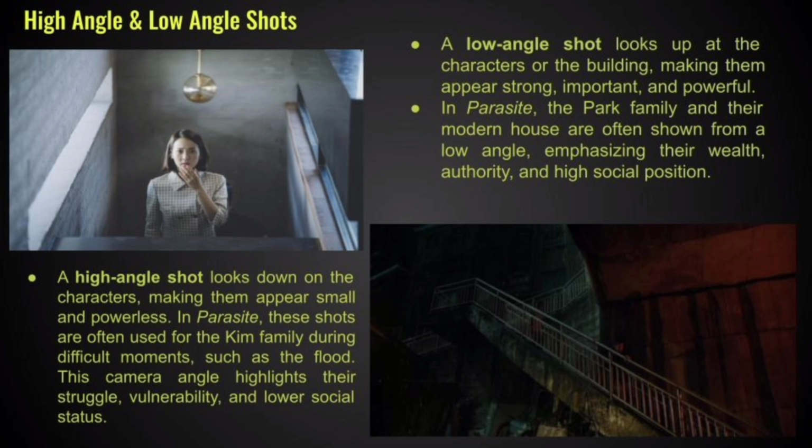On the other hand, high angle shots are used for the Kim family, especially during difficult moments like the flood. Looking down at them makes them seem small, helpless, and vulnerable. Through this camera angle, Bong Joon-ho clearly shows the difference in power and social classes.